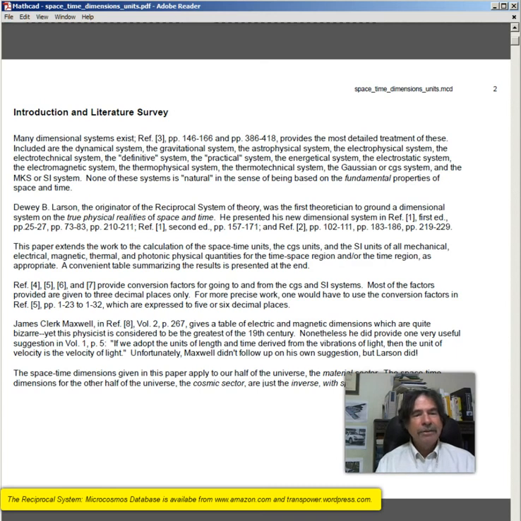The space-time dimensions given in this paper apply to our half of the universe, the material sector. The space-time dimensions of the other half of the universe, the cosmic sector, are just the inverse, with space and time interchanged.